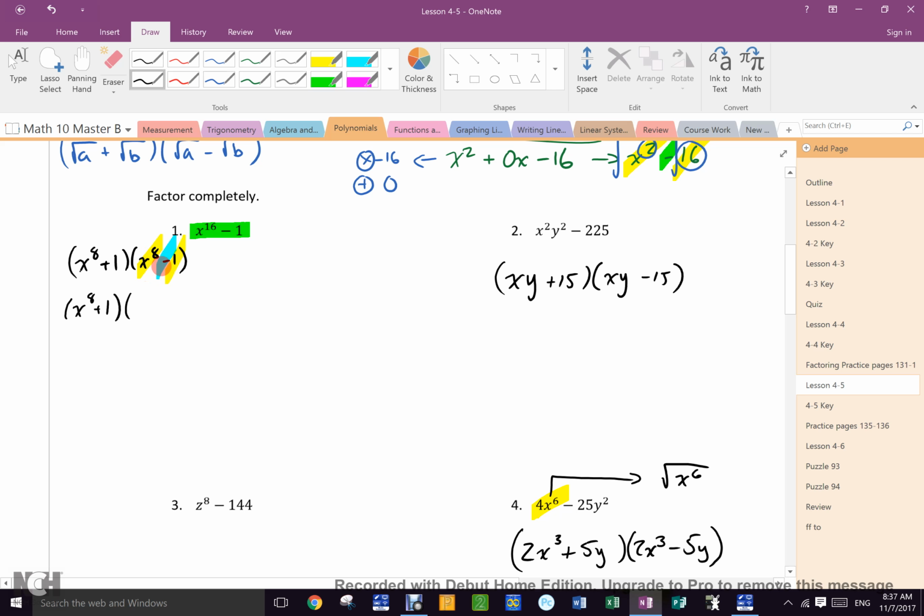But this is new. What is the first one? X to the 4th plus 1, and what's the second one? X to the 4th minus 1. Am I done? Carlin says no. Why am I not done? What do you notice there? It will break down again. To what? X squared plus 1, x squared minus 1.